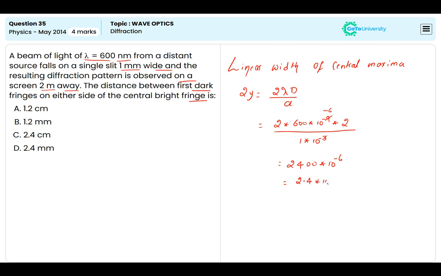2.4 into 10 to the power of minus 4, since they are given in terms of centimeter, then we can write this one as 2.4 centimeter is our right answer. So option C is the right answer here.